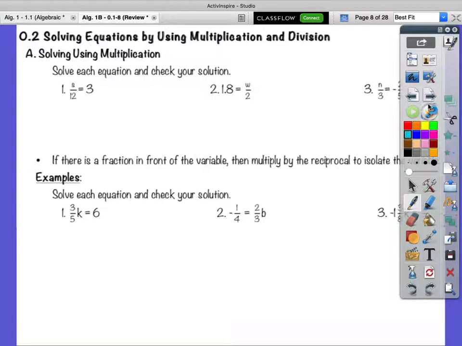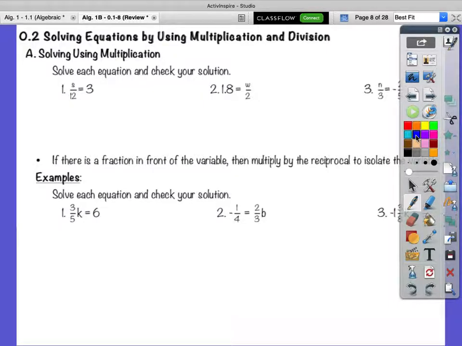Okay, so first one: s divided by 12 is equal to 3. What's happening with s right now? It's being divided. How do we undo division? Multiplication. What are we gonna multiply by here? 3? I'm gonna disagree. Why 12? Because it's closer to the s. We multiply by whatever is being divided by.